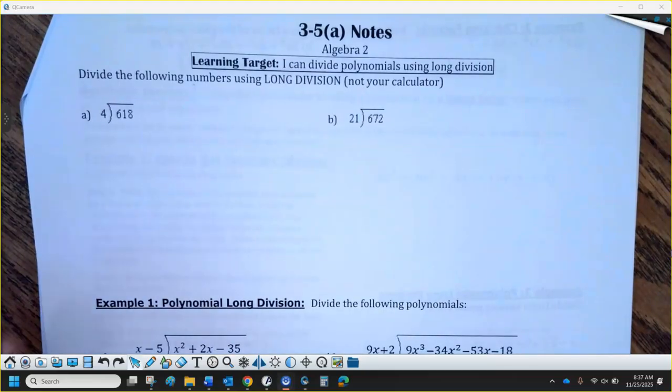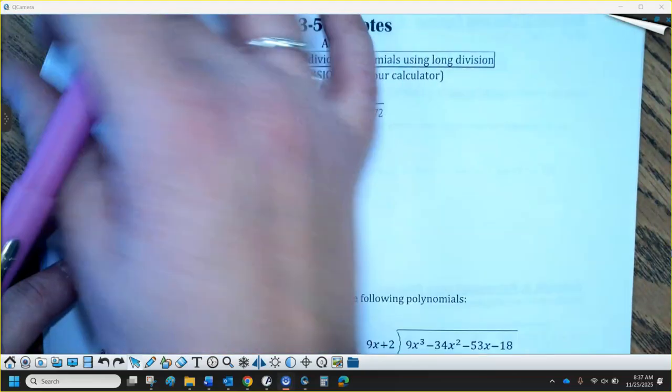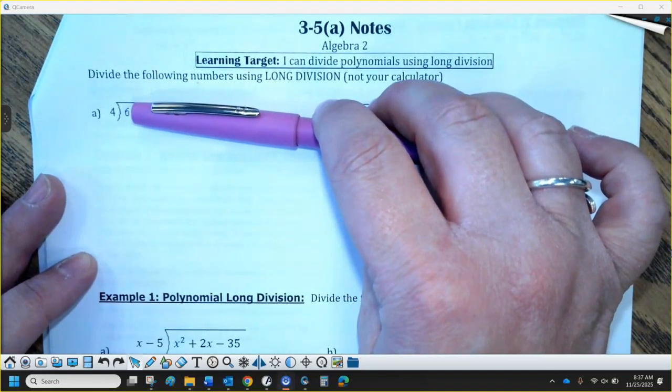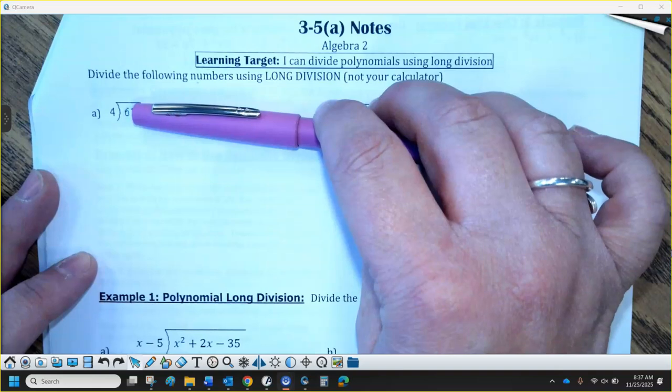I hope you remember, because this is how you do it with polynomials. So if we can't do it with numbers, that's going to be a problem. Okay, I'm trying to think when COVID was, if maybe this would have been something you guys would have missed.